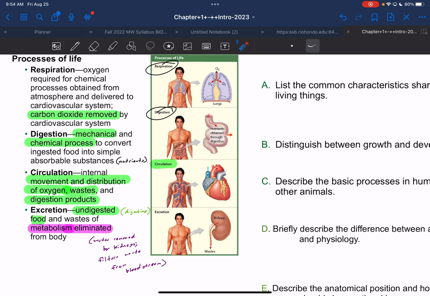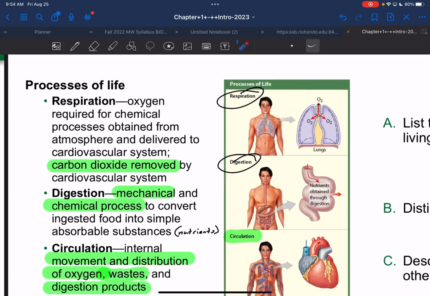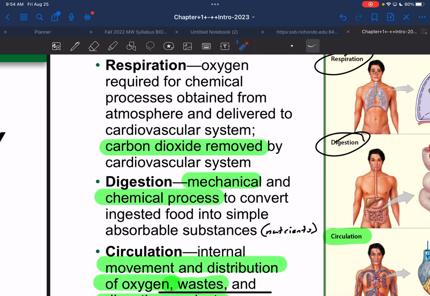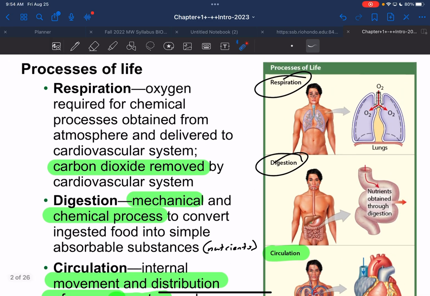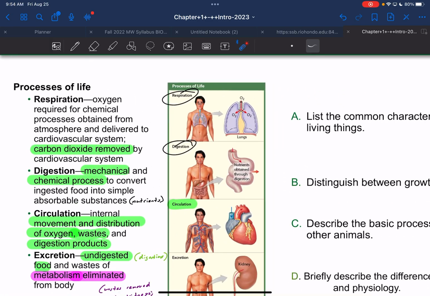And so, with that, let's move on to some processes that we see in a lot of organisms, but it's a little bit different in different organisms. So we're going to talk about humans.